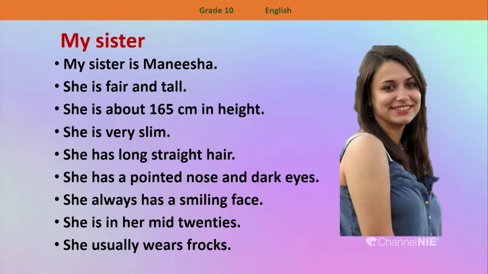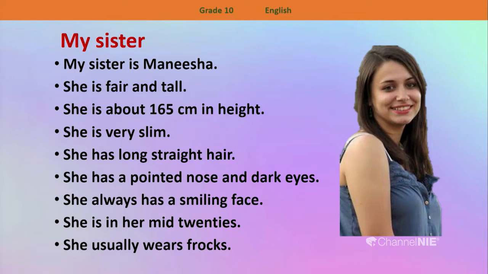Okay, I will read it out to you children. My sister. My sister is Manisha. She is fair and tall. She is about 165 centimeters in height. She is very slim. She has long straight hair. She has a pointed nose and dark eyes. She always has a smiling face. She is in her mid-20s. She usually wears frocks.